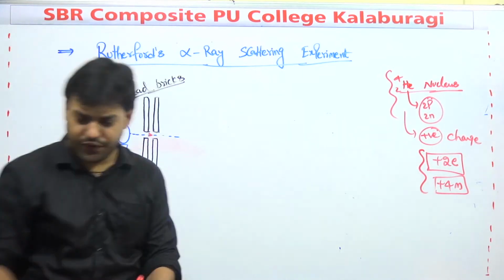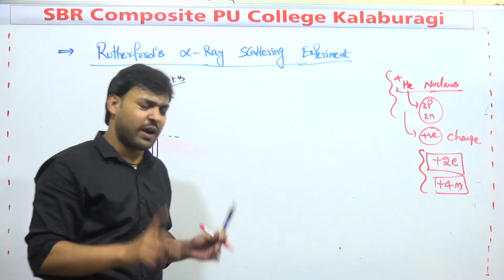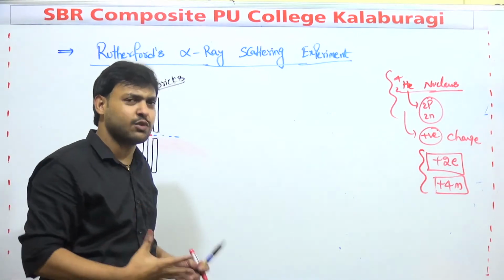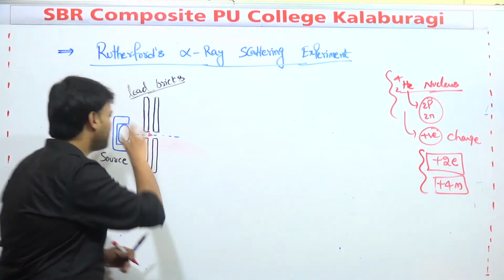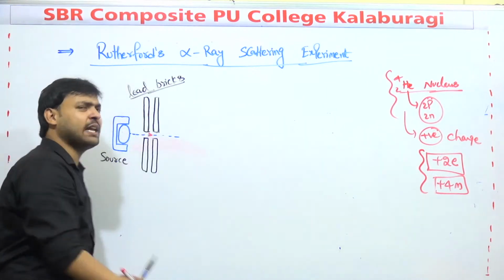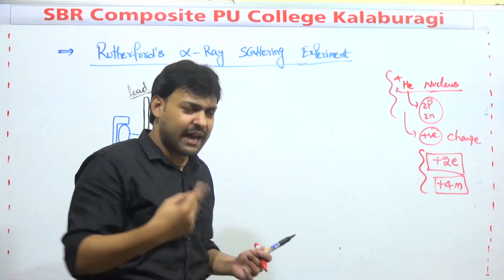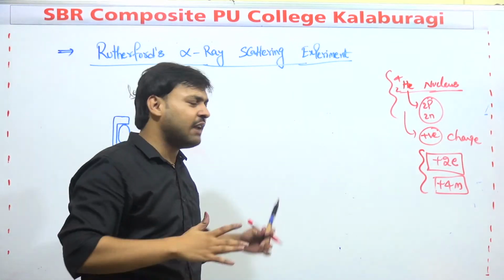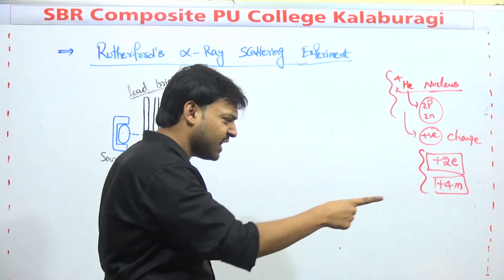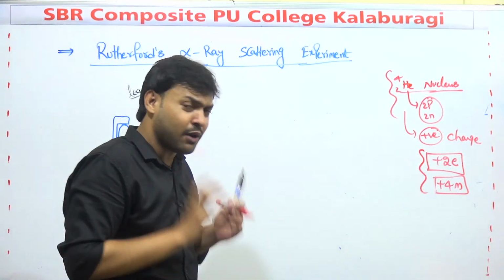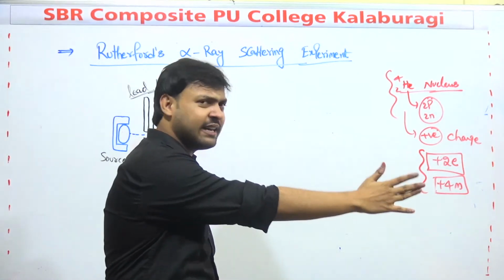So what is the use of the lead bricks? They are very strong. Why only lead bricks? If alpha particles from the source go in all directions, we don't want that. Alpha particles should go in one particular direction in a beam. A beam means a bunch of charged particles going in one particular direction, not in all the directions.